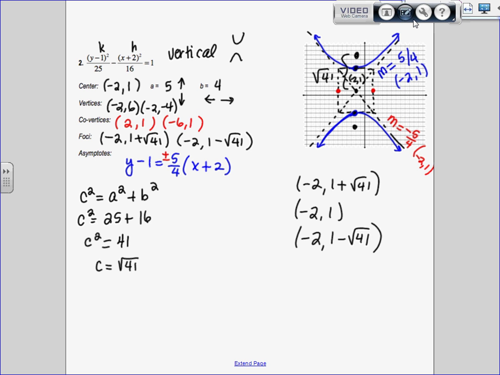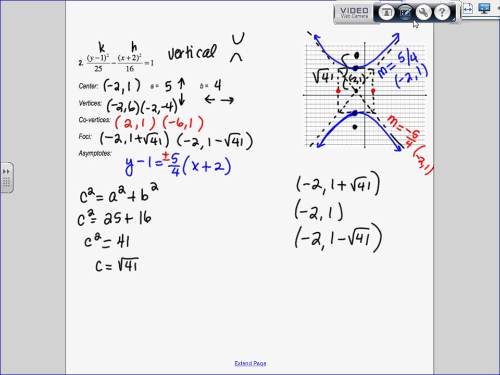All right, let's try another one. So as you're doing this, don't just blindly write down what I'm saying and not pay attention and just kind of copy notes. Okay, you should be thinking about it. You should say, okay, is this vertical? Is it horizontal? What's my A? What's my B? Where's my vertex going to be? Where's my covertex going to be? You're going through all of these steps in your head.